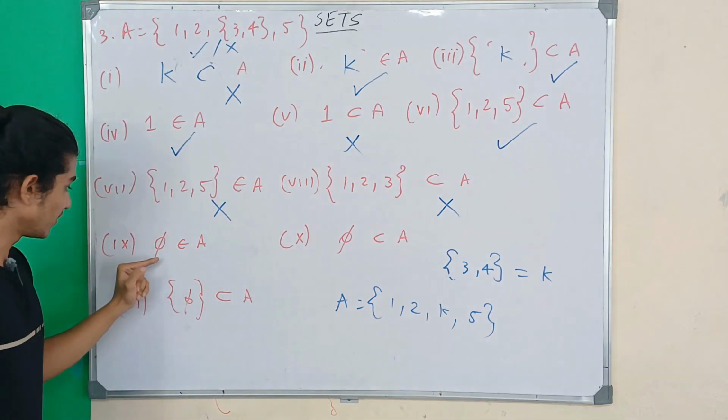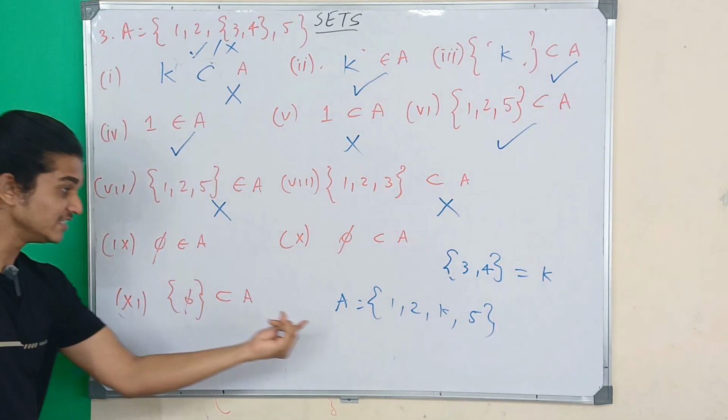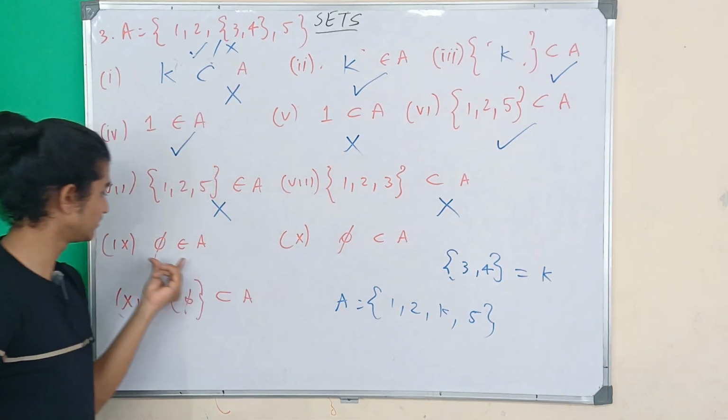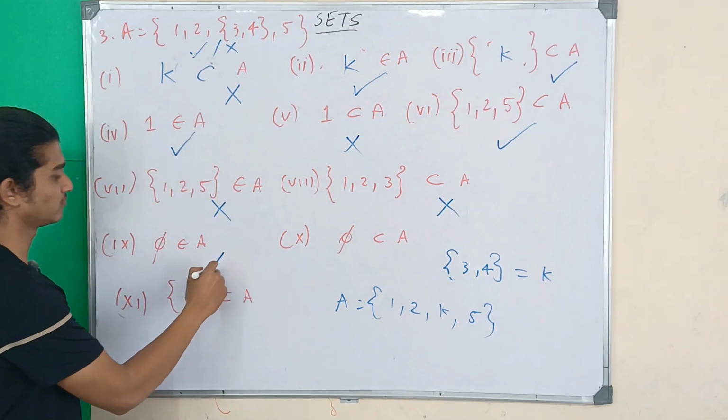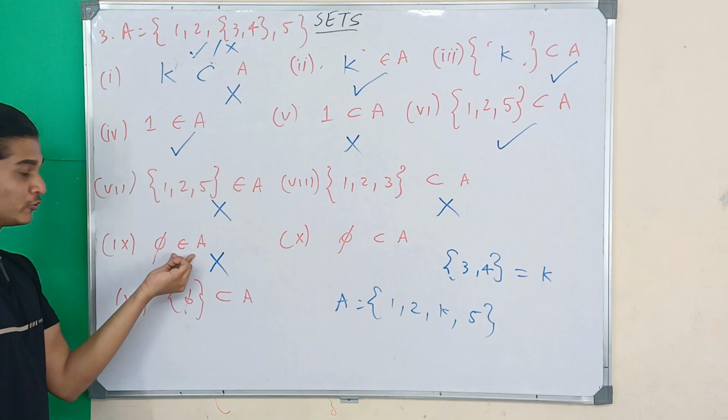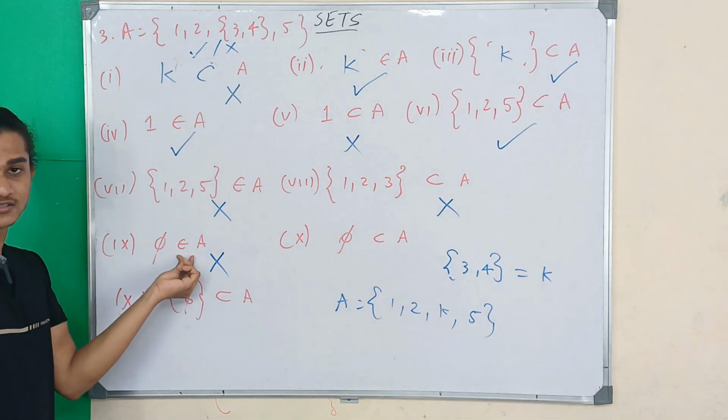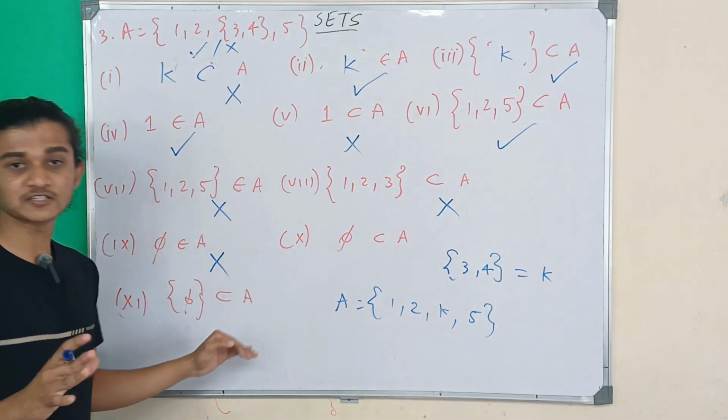So they're saying 5 belongs to A. Is this element there inside this set? No. So wrong. That's all. If it is there, we use the symbol belongs to. If it is not there, then it doesn't belong to. So let's try to solve the 10th one.